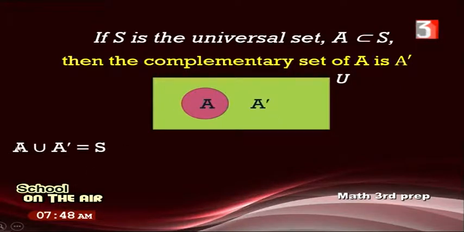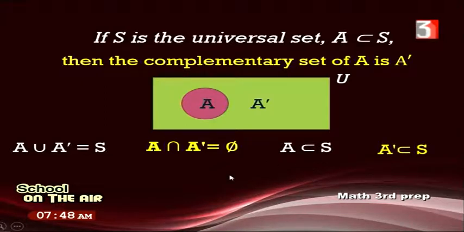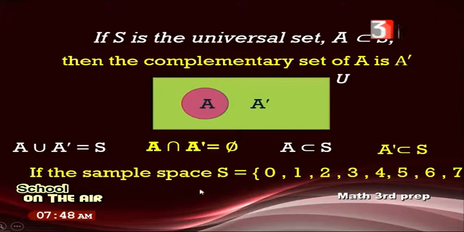So A union A complement equals all our sample space, and A intersect A complement equals phi. There is no element in common between the two events, A and A complement, where A belongs to our sample space S, and also A complement is a subset of our sample space S.